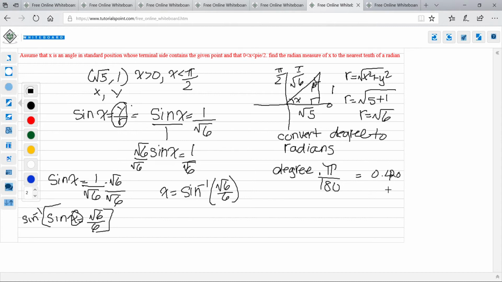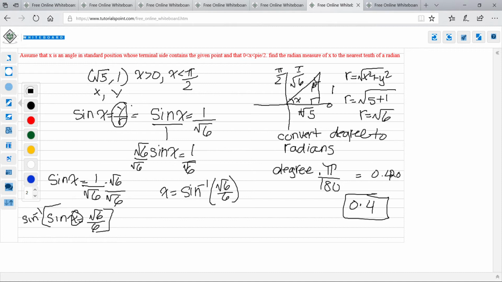0.4205. And then they want it rounded to the nearest tenth, so it's just 0.4. So this alpha is 0.4 in radians. And it's about 24.1 degrees in degrees.